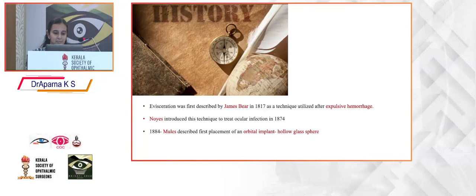Evisceration was first described by James Barr in the year 1817 as a technique for a complicated cataract surgery with expulsive choroidal hemorrhage. In 1874, Noyes introduced this technique to treat intraocular infections. And in 1884, Mules described the first placement of an orbital implant that was a hollow sphere.